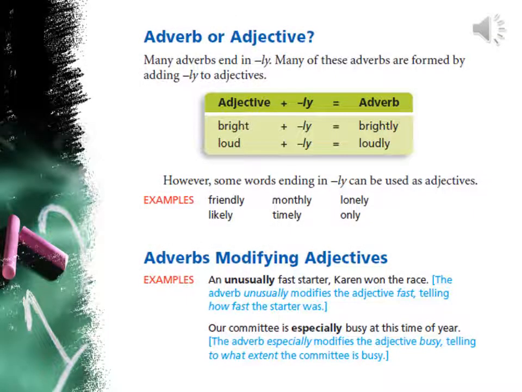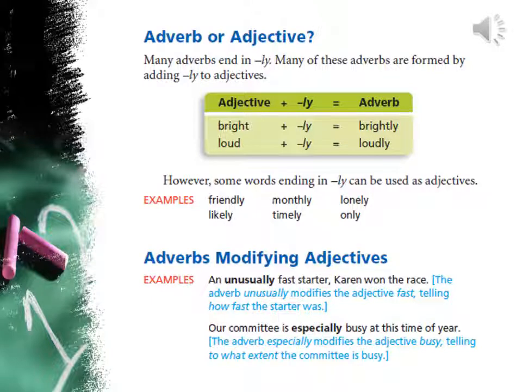Before we discuss how adverbs modify adjectives, we need to discuss adverbs or adjectives. Many adverbs end in ly, and many of these adverbs are formed by taking adjectives and adding the ly. That's why we have these two adjectives here, bright and loud. Both of them, by adding ly, turn into adverbs, brightly and loudly.